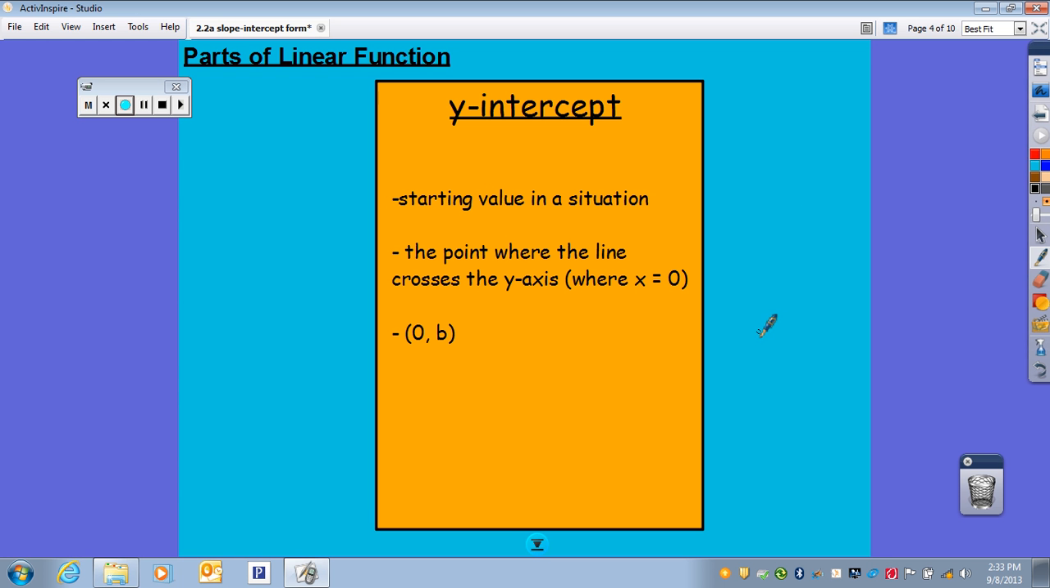The next part of a linear function is the y-intercept. The y-intercept is the starting value in any situation. It is the point where the line crosses the y-axis. Please remember, when you cross the y-axis, that the x value is always 0. And we list the y-intercept as a coordinate on the coordinate plane as (0, b), where b is the value of the y-intercept.